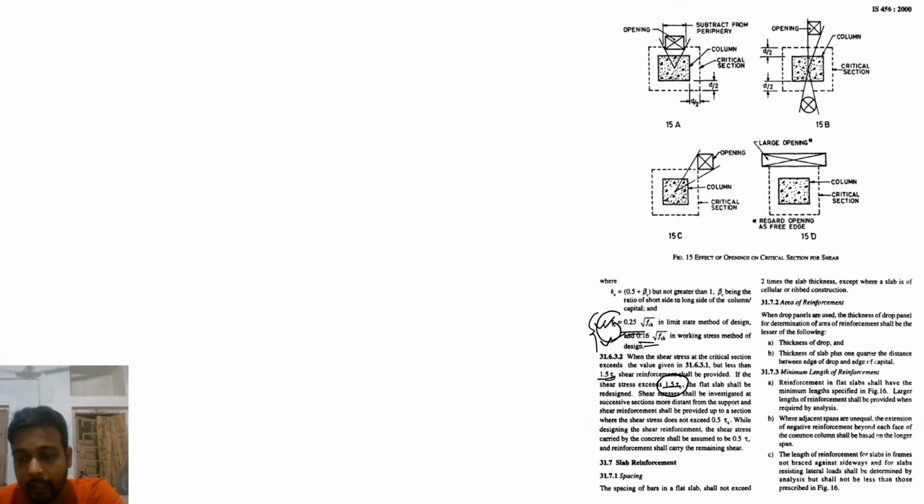Now we'll talk about slab reinforcement. The spacing of the bars shall not exceed 2 times the slab thickness. It's a very famous question for any kind of state examination. When drops are used, then the thickness of the drop is the slab thickness plus 1/4 of the distance between the edge of the drop. Minimum length of reinforcement.